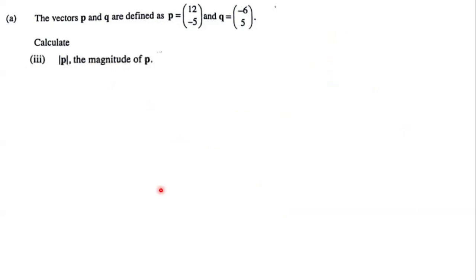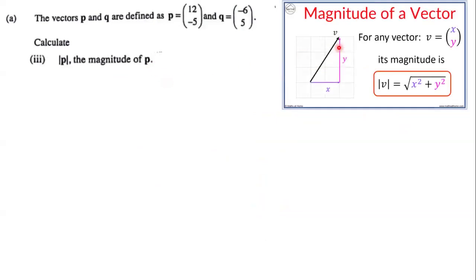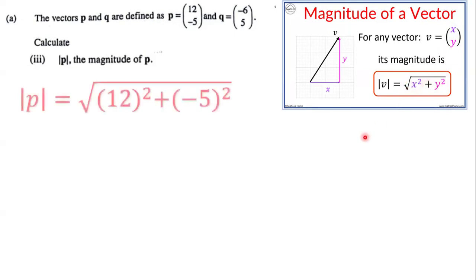Okay, now they want us to calculate the magnitude of P. Now in general, if we have a column vector with two entries or two components, we're going to take the first component, square it, take the second component, square it, add those two answers, and then take the square root of the sum. And so we have P, and P is (12, -5). So we take the first component, 12, and we square it. We take the second component, -5, and we square it.